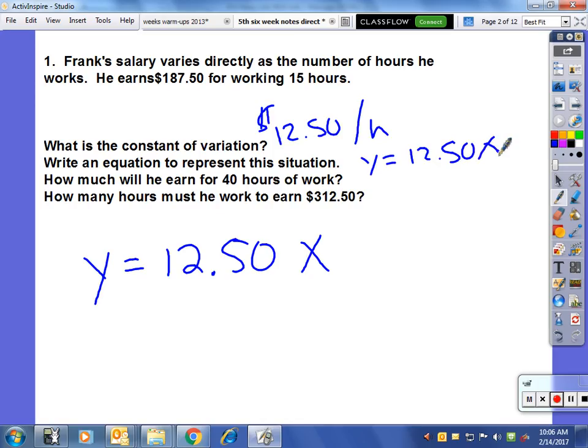Now, look at these two different types of problems, folks. Are y'all looking up here? How much will he earn for 40 hours of work? Where do I put this?